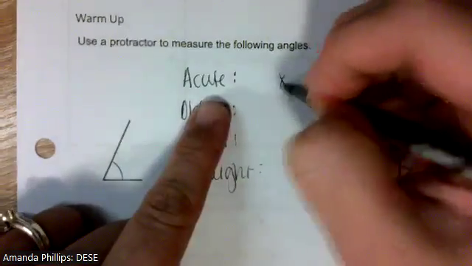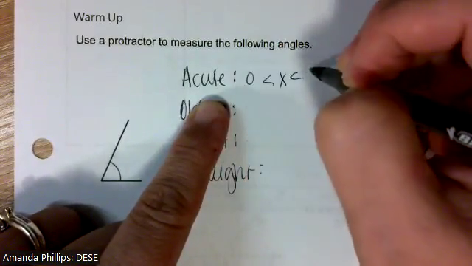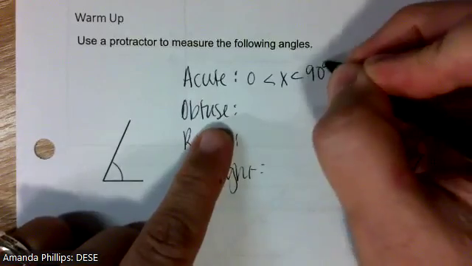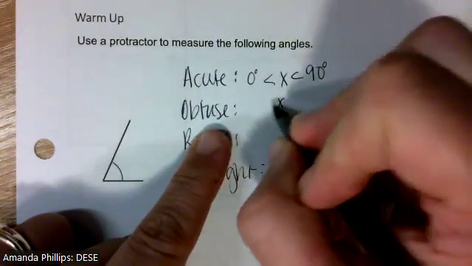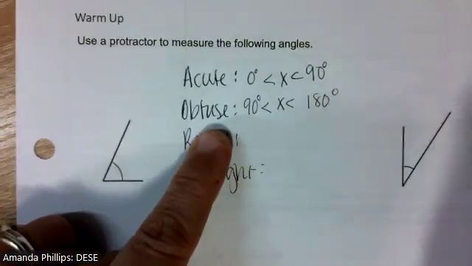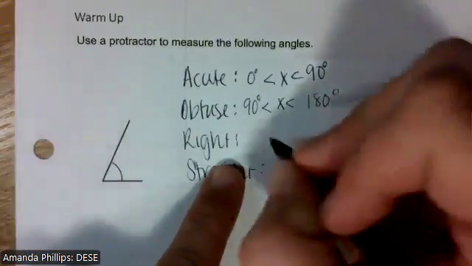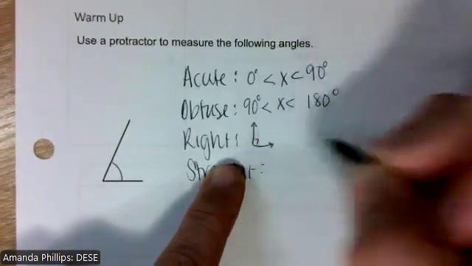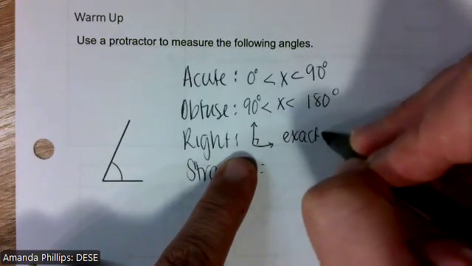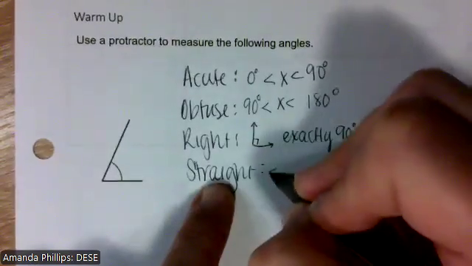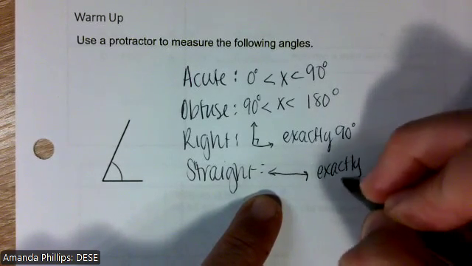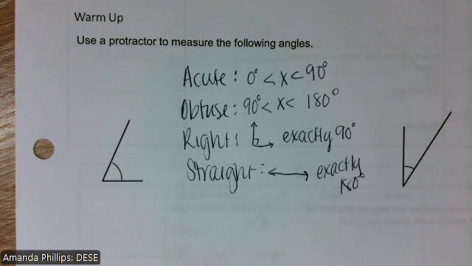Now, an acute angle is an angle whose measure is between 0 and 90. So it's greater than 0, but less than 90, degrees, of course. And then an obtuse angle is the one whose measure is greater than 90, but less than 180. So they're the bigger, wider angles. The right angle is exactly 90, and we can tell a lot of times that it's 90 degrees based on that. And a straight angle, of course, is a straight line, and it is exactly 180 degrees. So kind of just a little refresher.